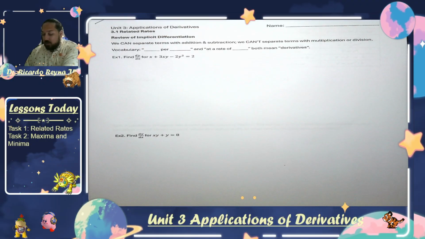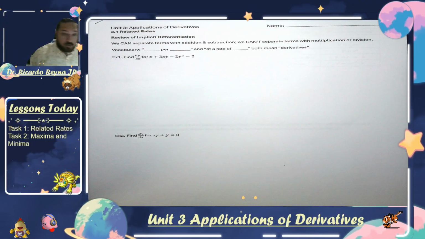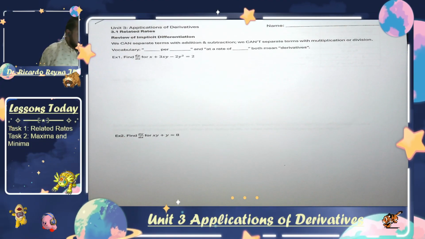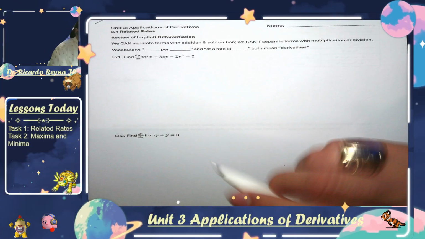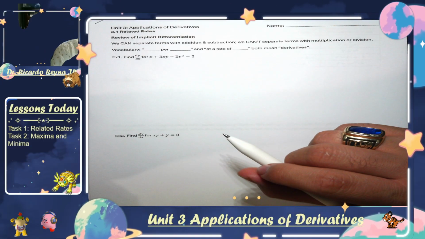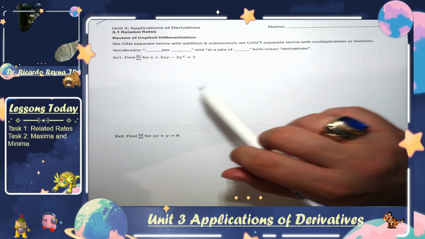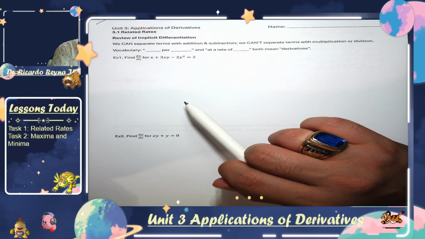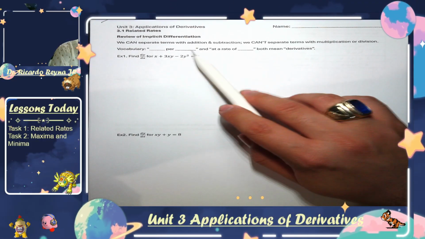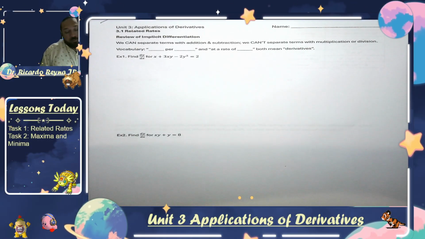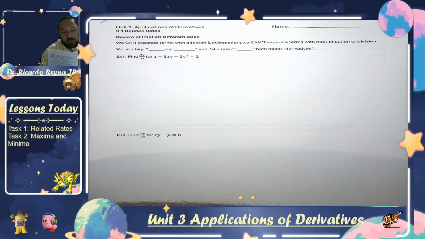Today we're gonna go ahead and start with our Unit 3 material. Let's start off with related rates. The first part of related rates is a review of implicit differentiation. Now we can separate terms with addition, subtraction. We can't separate terms with multiplication, division. Vocabulary like "blank per blank" and "at a rate of blank" both, for this context, mean derivatives.